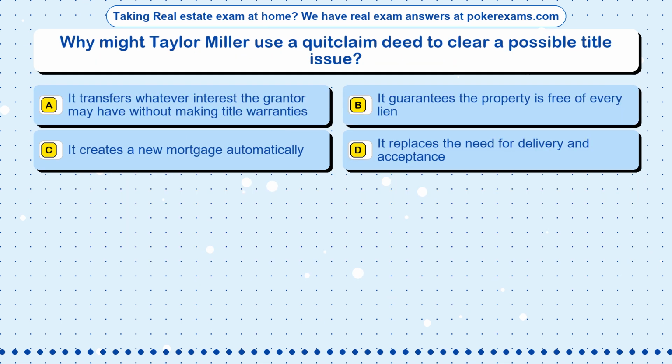Question 89. Why might Taylor Miller use a quitclaim deed to clear a possible title issue? Option A. It transfers whatever interest the grantor may have without making title warranties. Option B. It guarantees the property is free of every lien. Option C. It creates a new mortgage automatically. Option D. It replaces the need for delivery and acceptance.